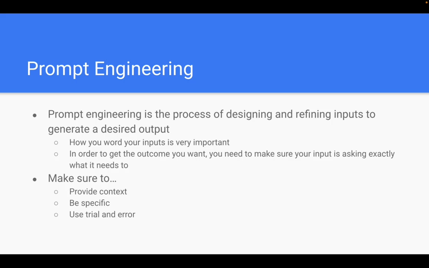So when you are doing prompt engineering, you want to make sure that you provide context. So provide instructions, examples, and any other context to help the model understand your intent. Make sure to be specific. So be detailed about the desired outcome, length, format, and style of what you want your outcome to look like. For example, if you want your outcome to be in bullet points, you need to specify that. And of course, use trial and error. Try different approaches and different wordings to find the best way to get the desired output.